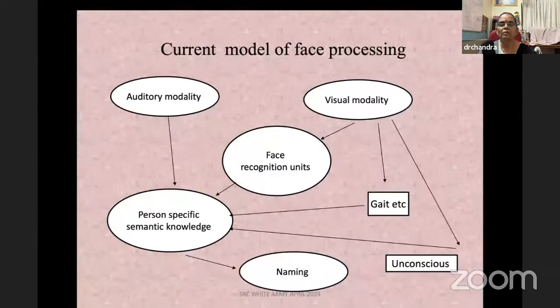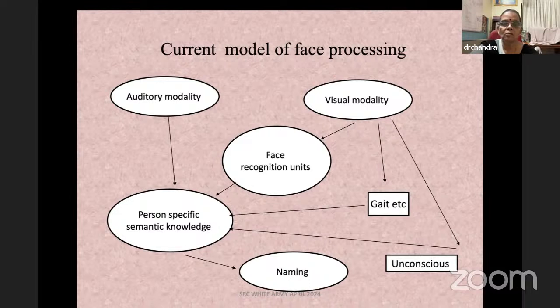So now we'll come to face recognition. The current process model for face recognition is: you have a visual modality which goes to the fusiform gyrus, or the face recognizing unit. Then you have the auditory modality of that face, which goes to the person specific semantic knowledge. Auditory modality, this is a person who can sing. So it goes to the person specific semantic knowledge of the auditory component of that individual. That is put into the fusiform gyrus.